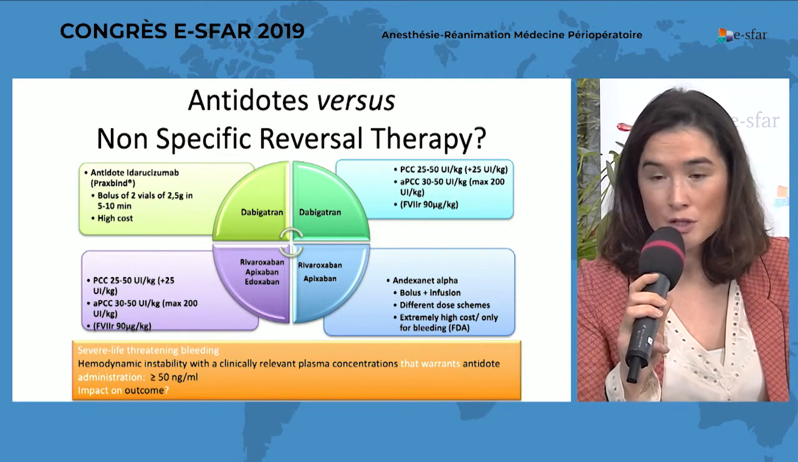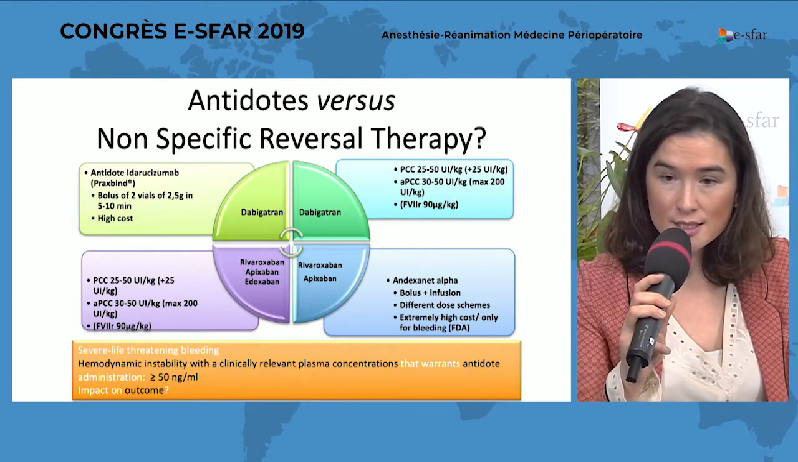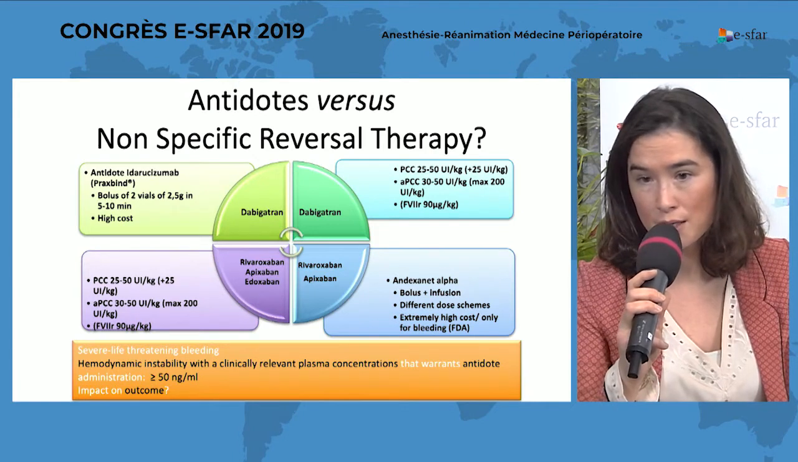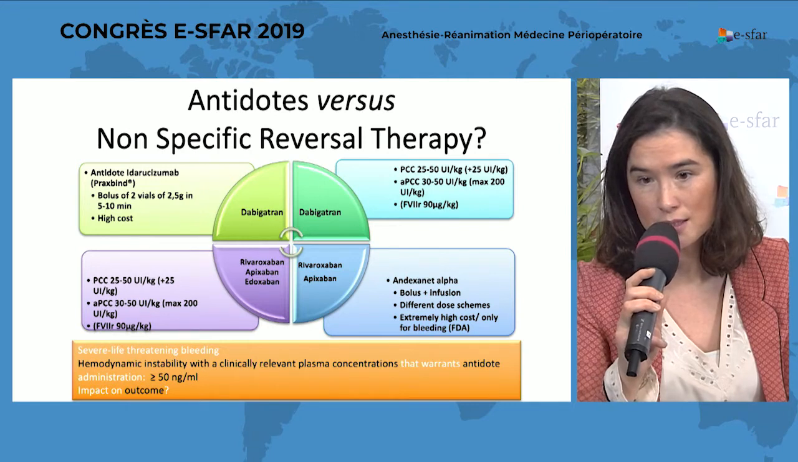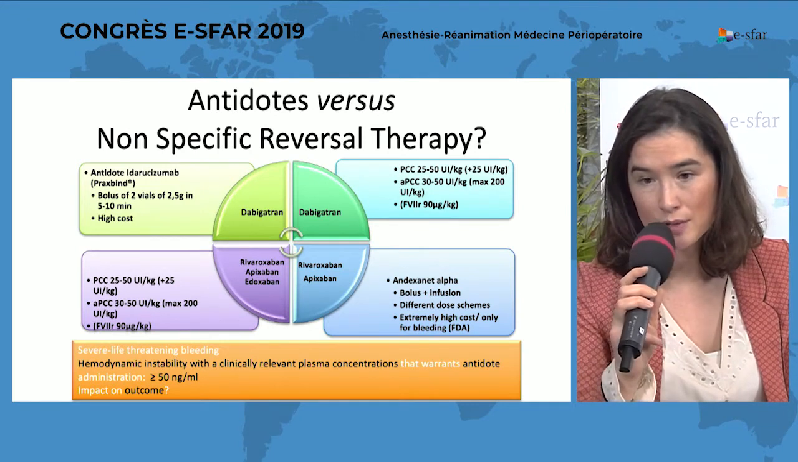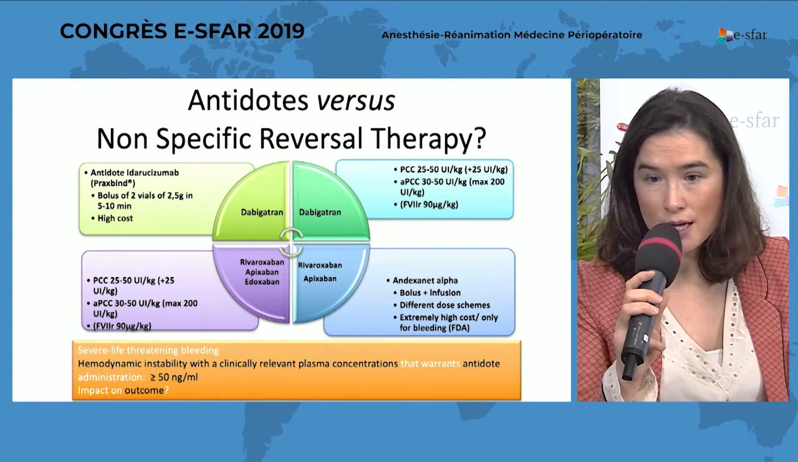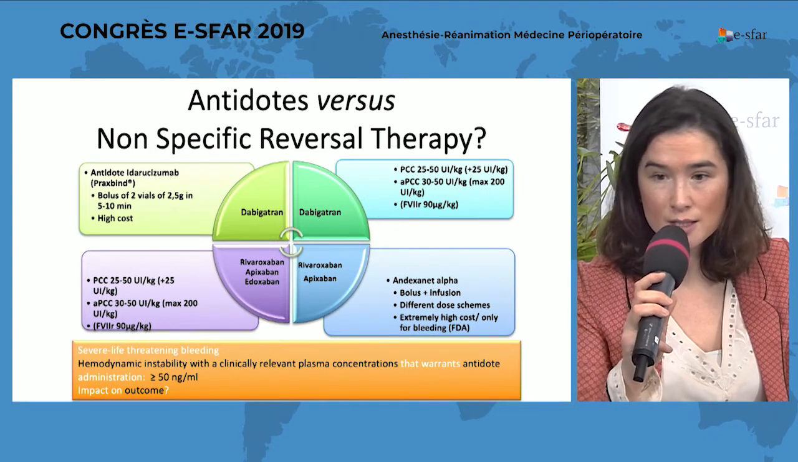For the moment in Europe, we don't have the market authorization for andexanet alfa. So what we have for patients who have severe to life-threatening bleeding is, again, like dabigatran, PCC, APCC, with the same doses. These drugs are, of course, reserved for severe to life-threatening bleeding.